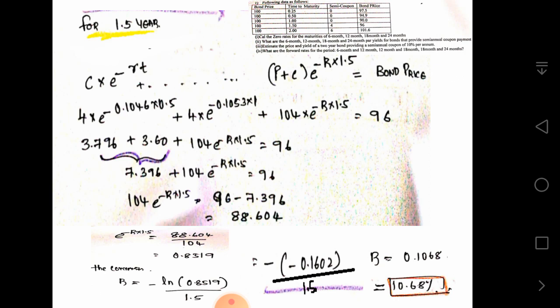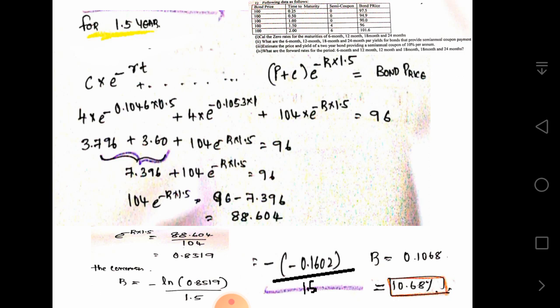So if I take 7.396 to my right hand side, it will become 96 minus 7.396. So 104 into e to the power of minus r into 1.5. I am just taking the numerical part of the left hand side, that is 7.396, and pushing it to the right hand side. So the difference will come as 88.604.